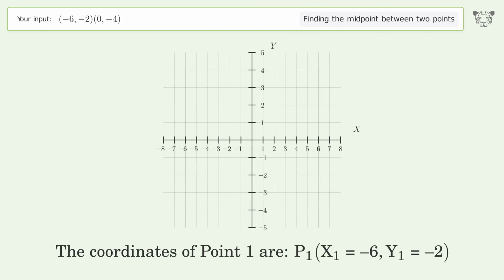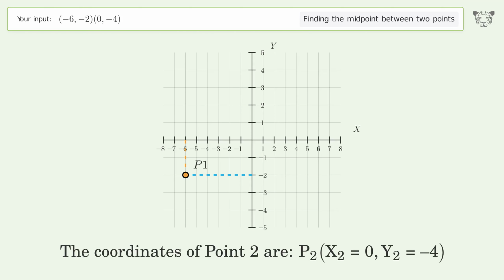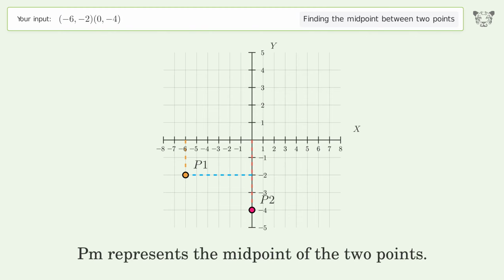The coordinates of point 1 are, x1 equals -6, y1 equals -2. The coordinates of point 2 are, x2 equals 0, y2 equals -4. PM represents the midpoint of the 2 points.